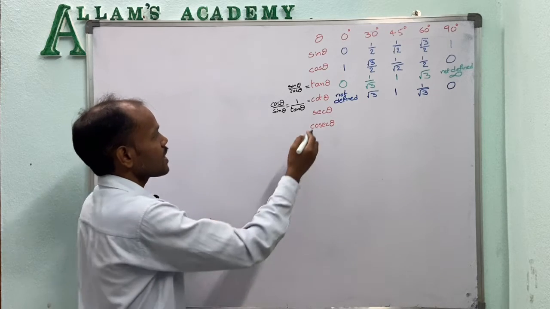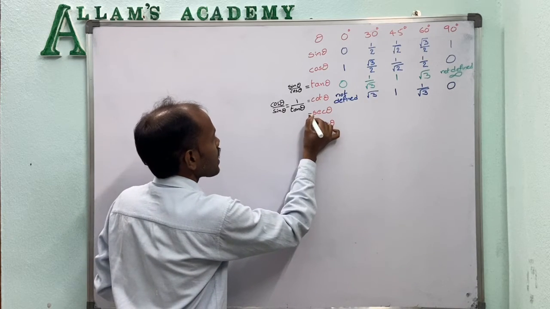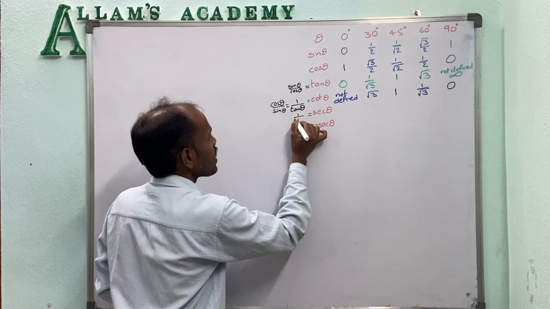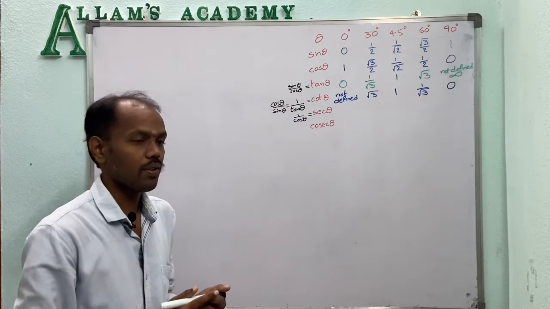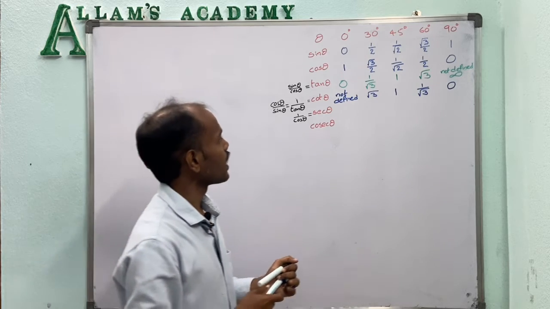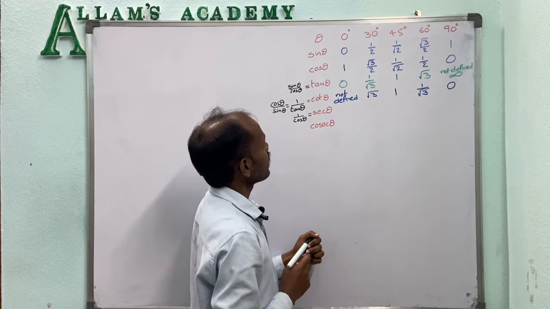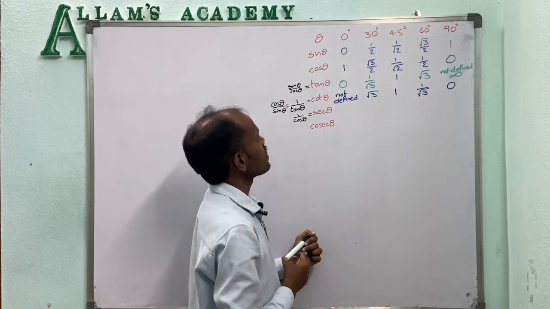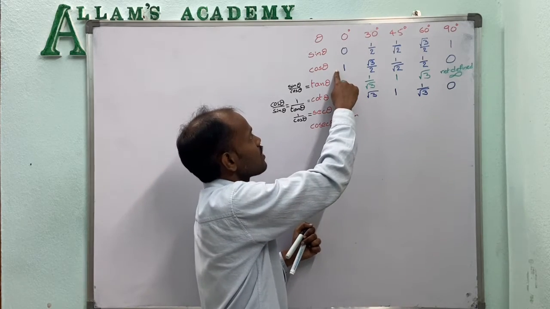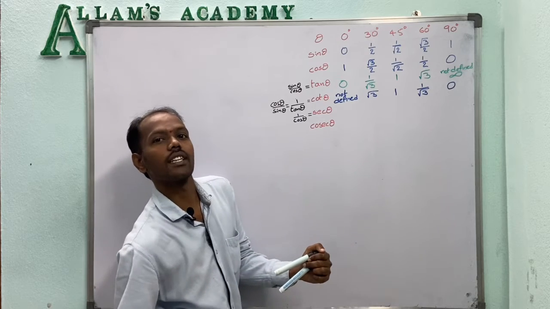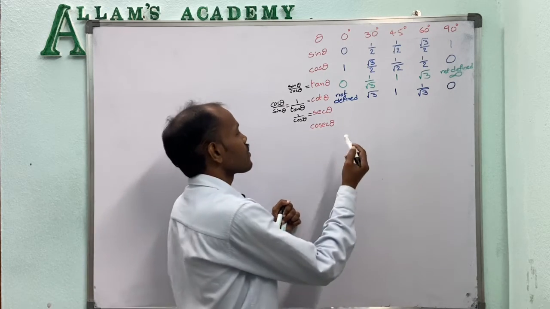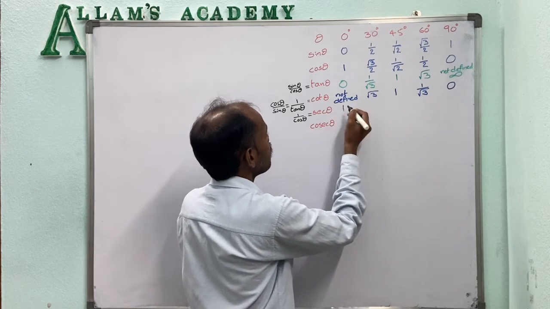Next, sec theta is the reciprocal of cos theta. So cos theta reciprocals we are doing. Next, sec 0 equal to reciprocal of cos 0, cos 0 is 1. So reciprocal of 1 is nothing but 1 only. So sec 0 equal to 1.